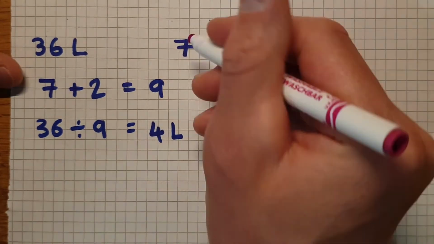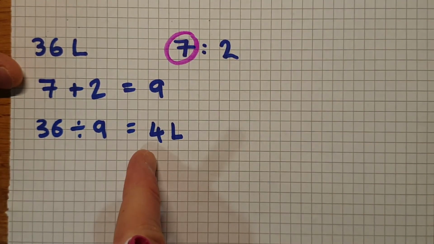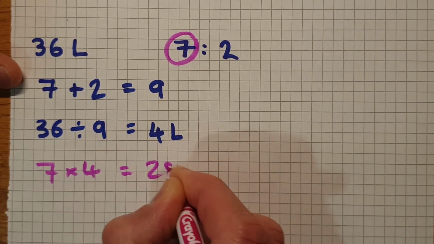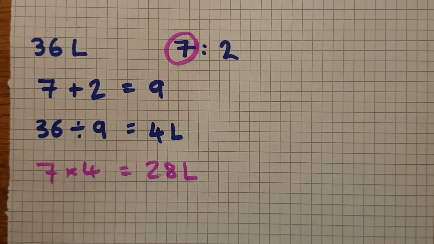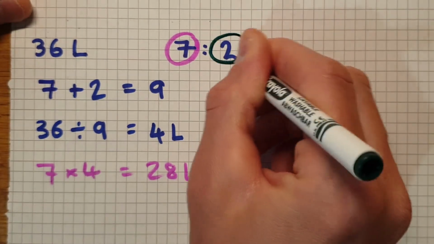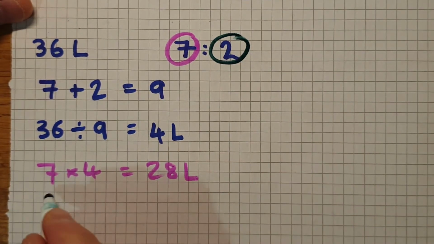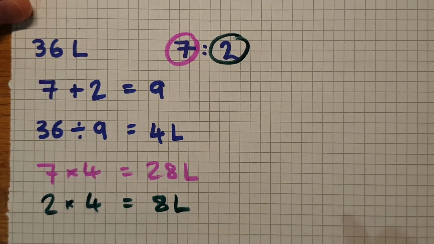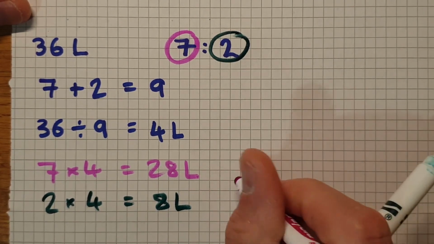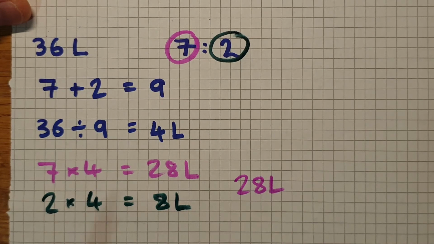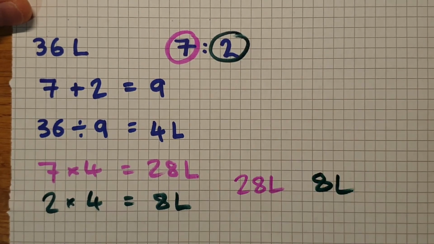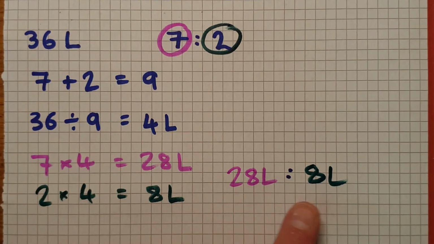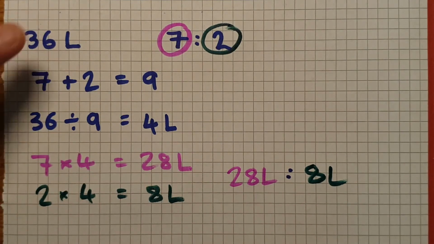We're going to take the 7, we're going to times that by the 4. So it is 7 times 4 equals 28 litres. We're going to do 2 times 4, and that is 8 litres. So our final answer is 28 litres to 8 litres. And again, they add up. 28 and 8 makes 36, which is what we started with.